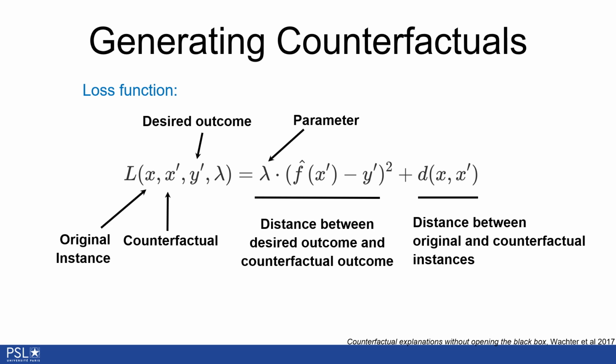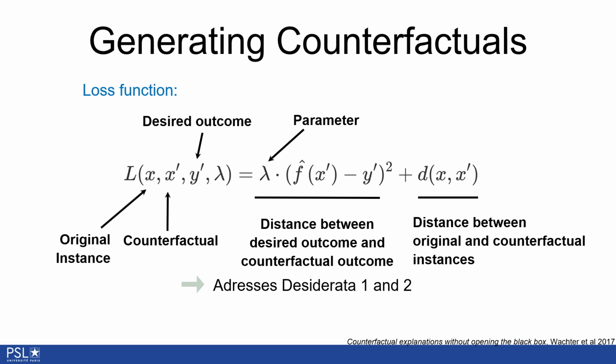The second term in the loss function is the distance between the original and counterfactual instances. Minimizing this term ensures that the counterfactual instance X prime is as close as possible to the original instance X. The distance used here is a form of L1 distance, which ensures that the difference is sparse, meaning that the smallest possible number of features have changed between X and X prime. So minimizing together the sum of these two terms addresses the desired properties 1 and 2 from our list.